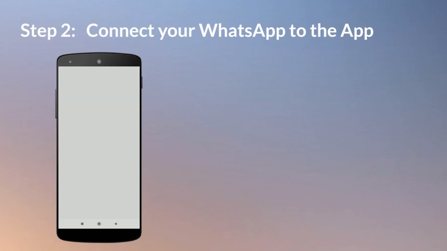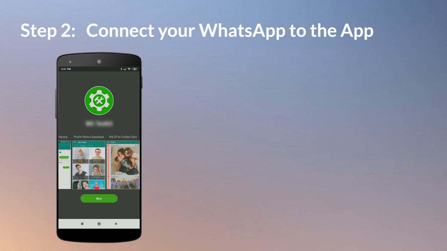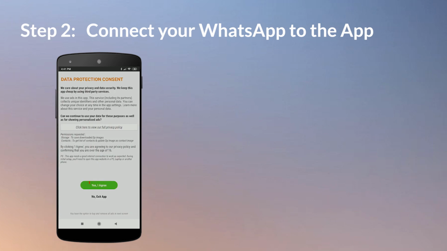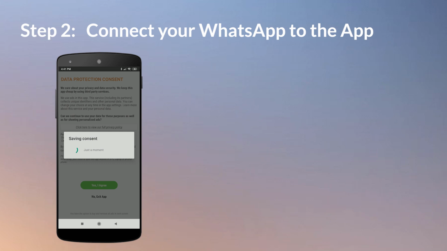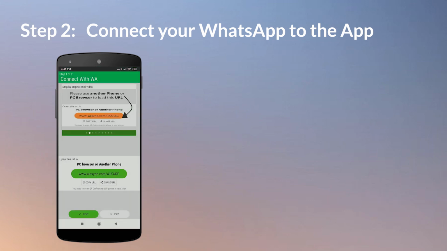Moving on to the step 2. The step 2 is to connect your WhatsApp to the app. Open the installed app. Click the next button. Agree the data consent by clicking Yes, I agree. Now give permissions for the app by clicking Allow button. Now we are in the page to perform the step 2, that is to connect with WhatsApp.